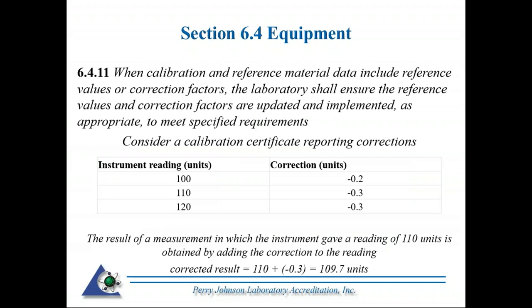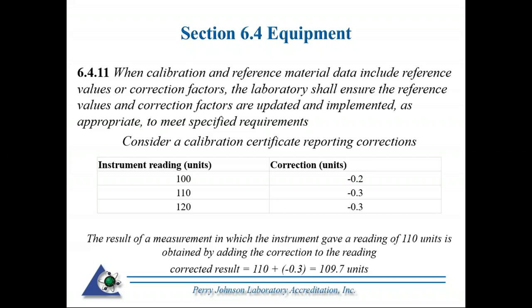Okay, 6.4.11. Talk about correction factors here. When calibration or reference material data include reference values or correction factors, the laboratory shall ensure the reference values or correction factors are updated and implemented as appropriate to meet specified requirements. So what we're talking about here is when you send your equipment in to be calibrated, you typically get the data, and you ought to know whether or not you need to utilize the correction factor.